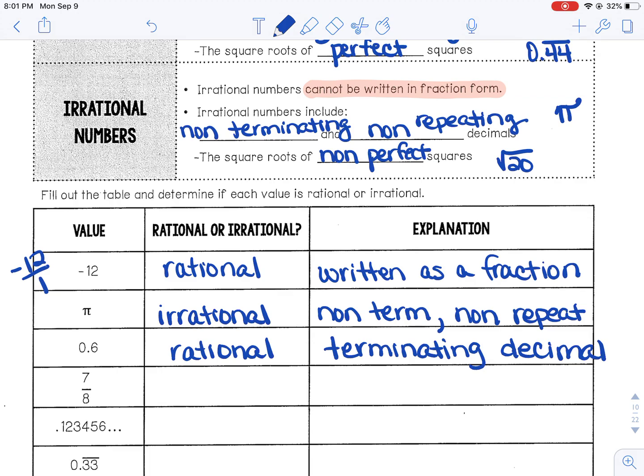Seven over 8. It's already a fraction. What do we know about rational numbers? They can be written as a fraction, so this one has to be rational. Okay. And I'm going to put the same explanation as the first one. It can be written as a fraction because it already is.